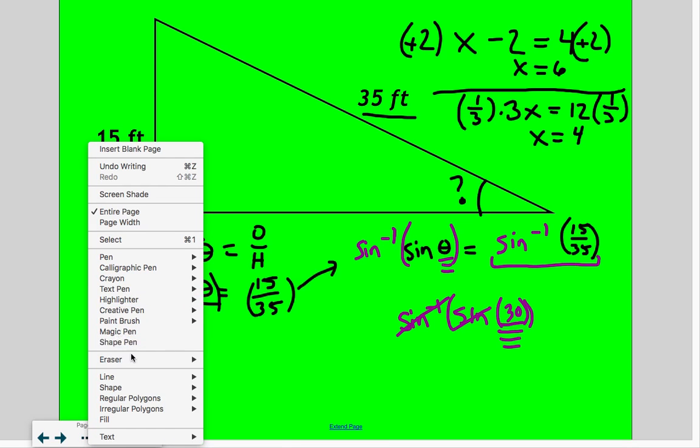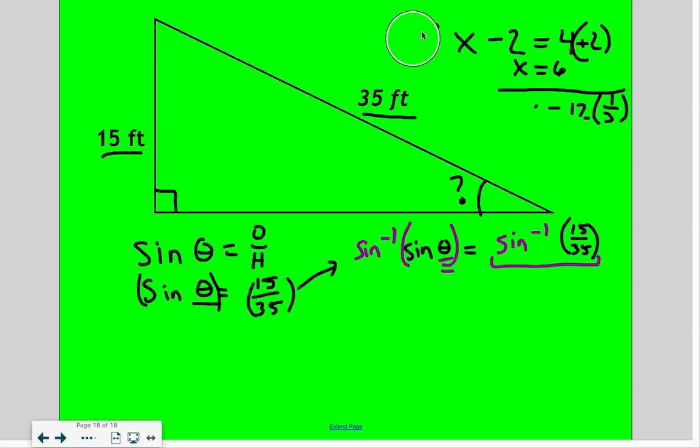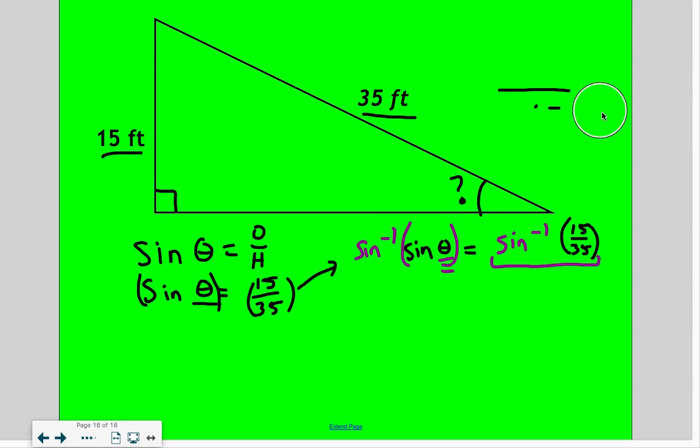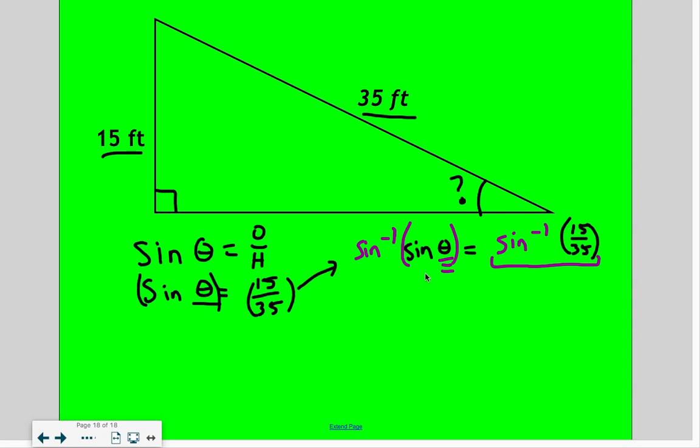Let me go ahead and erase all this stuff. Let's get rid of this, and let's get rid of this up here. Alrighty, let's go back to my pen. Ultimately, my inverse sine is going to cancel my sine, and I'm going to be left with theta on that side equals just the inverse sine of 15 over 35. So that's what I would type in my calculator.